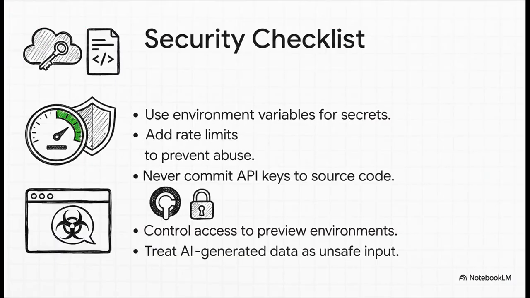You absolutely have to use environment variables for your secrets. You should add rate limits so one person can't spam your function and run up your bill. Never, and I mean never, commit API keys to your Git repository. And this last one is subtle but so important. Treat anything an AI gives you back as potentially unsafe, just like you would with any user input.